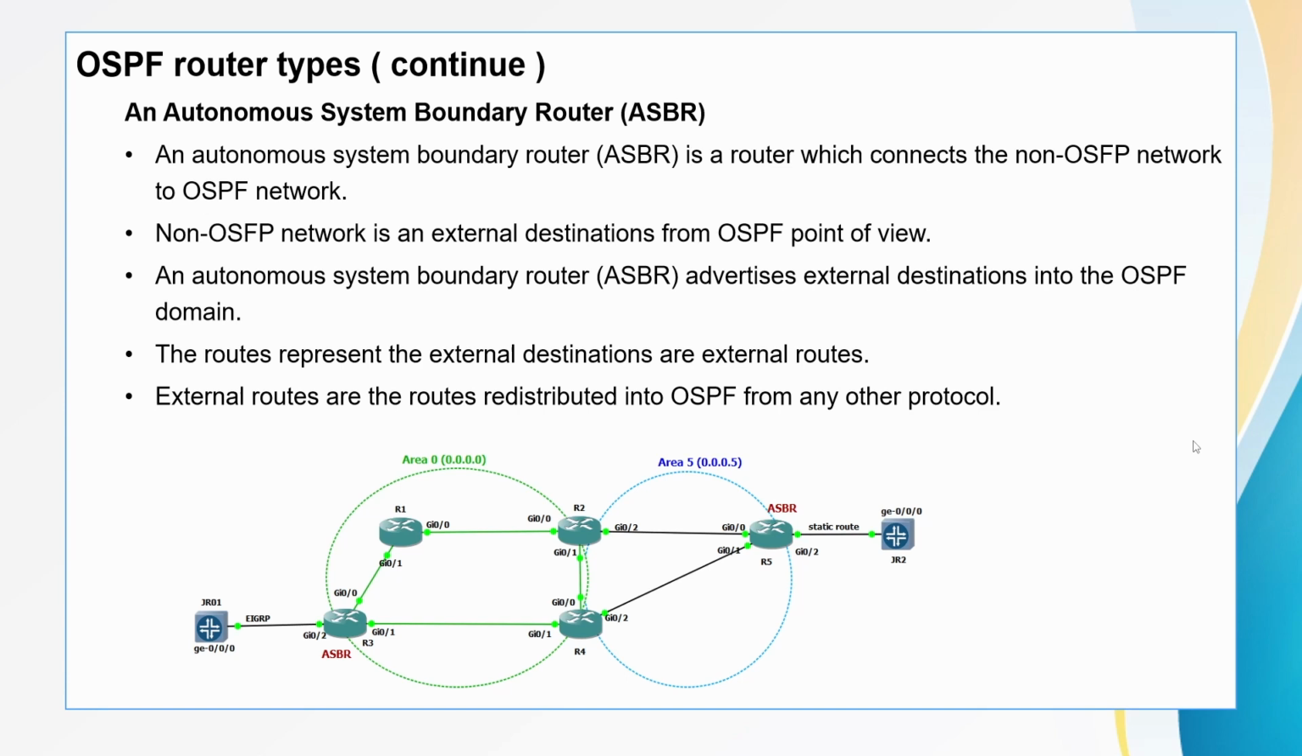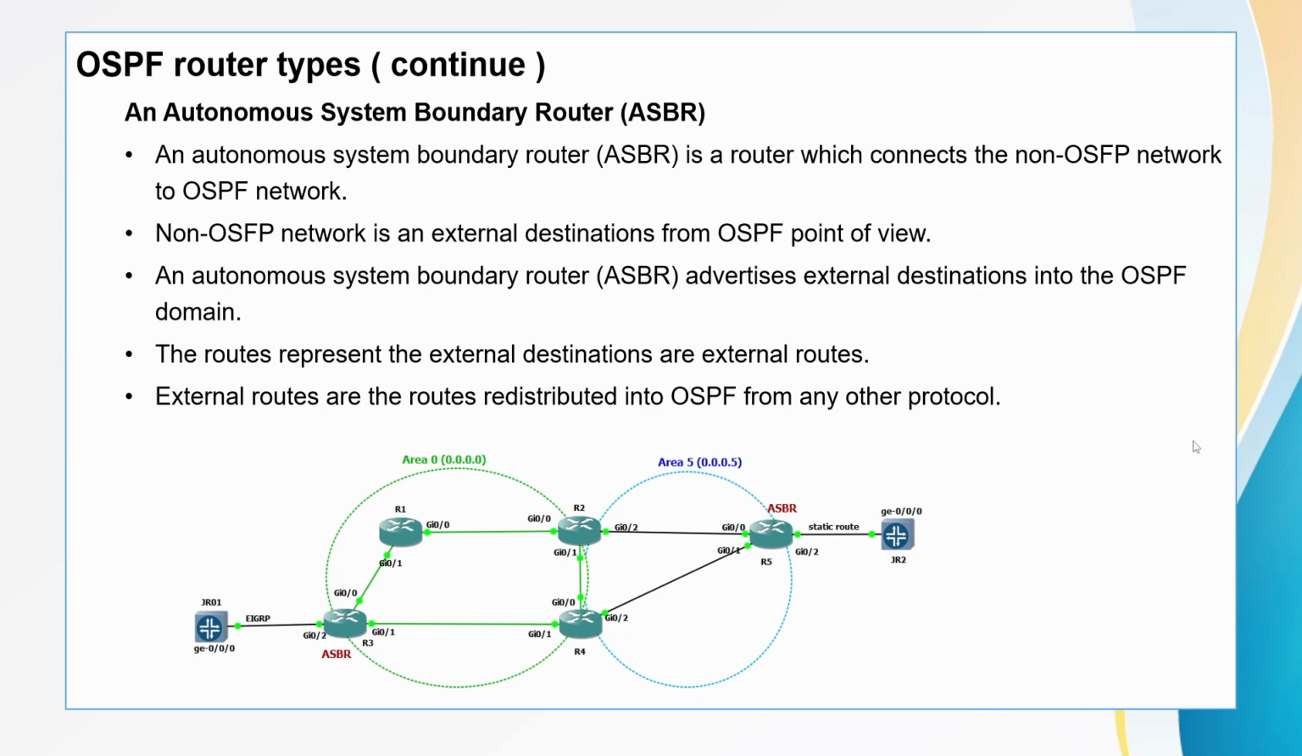So another OSPF router type is called ASBR, which stands for Autonomous System Boundary Router. An autonomous system boundary router is a router which connects a non-OSPF network to the OSPF network. A non-OSPF network is an external destination from the OSPF point of view. An autonomous system boundary router advertises external destinations into the OSPF domain.